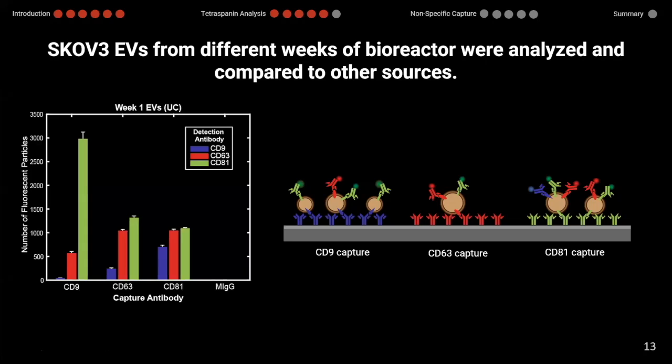So we see very high detection of CD81 on the CD9 capture spot, but not the other two capture spots. And this is the same for the other two tetraspanins as well. This indicates that we are getting these subpopulations, which was really exciting.